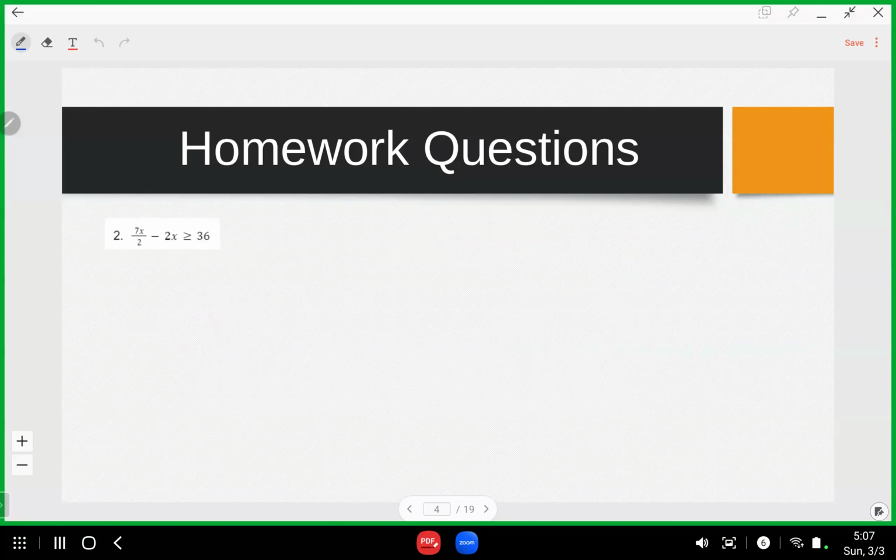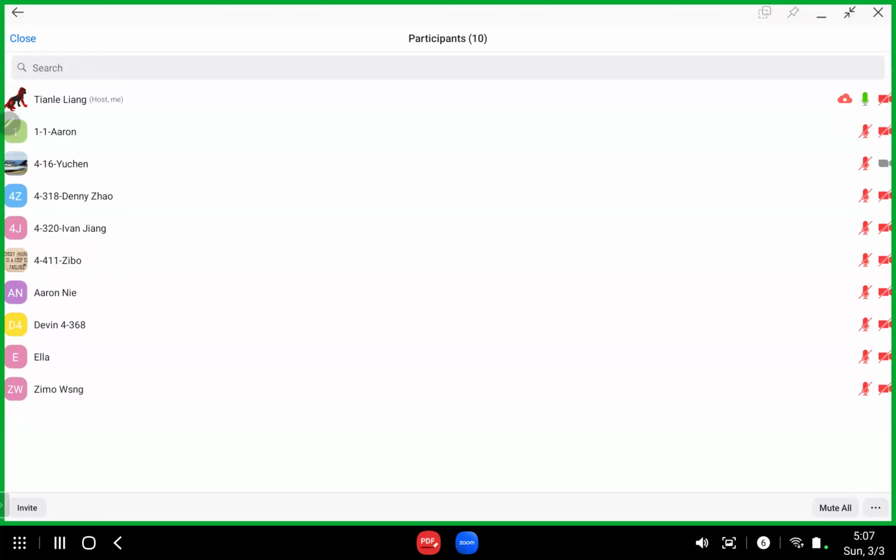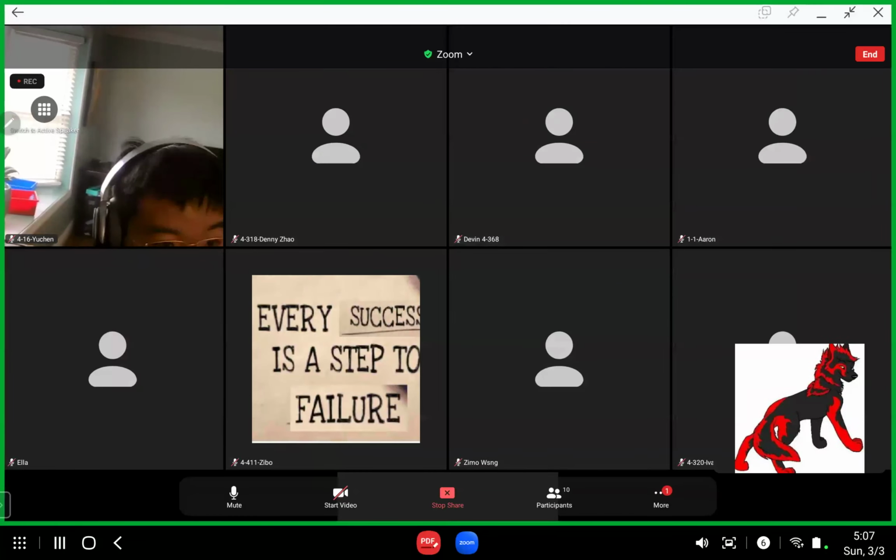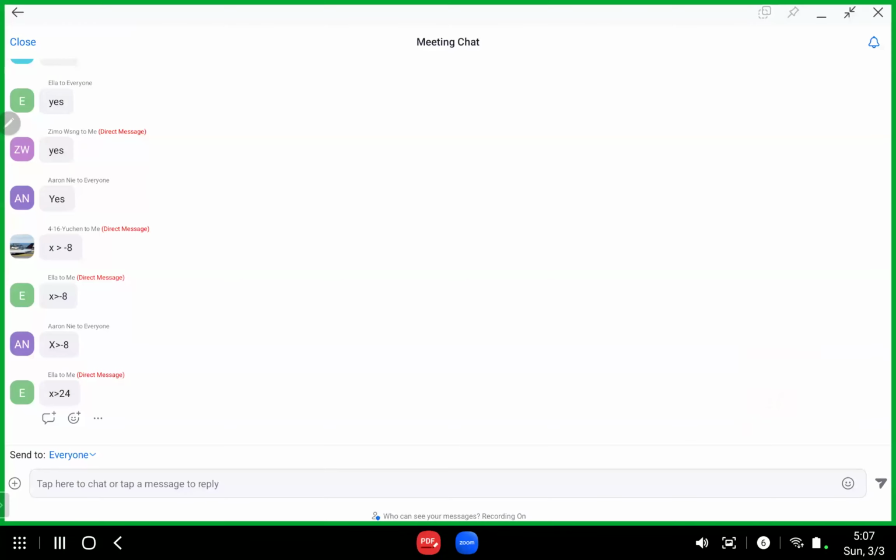Now, let's go here. Number 2, 7x over 2 minus 2x is greater than or equal to 36. So I'm going to give you a couple moments to put your answer in the chat. So whoever answered last question, I think most people, actually everybody got it right. So Yuchen, Ella, Aaron, all got it correct. That's good.